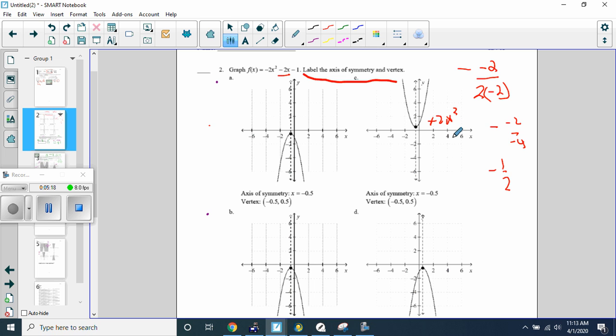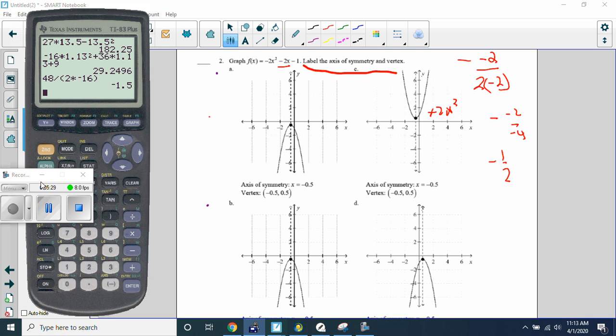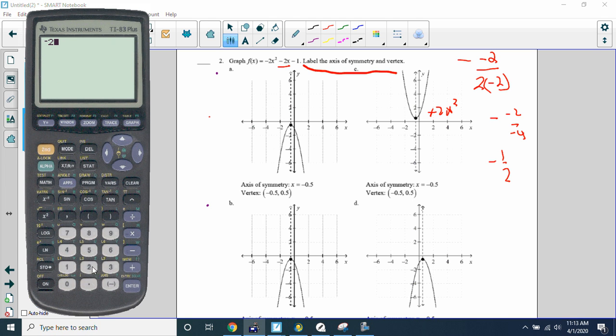Okay, with the rest of it. But that's not what we're looking for. But now we have to plug the axis of symmetry into the equation up here, and we can do that on the calculator again. I'm going to do -2, and I have to use my parentheses here, times -0.5 in parentheses, squared, minus 2, parentheses, -0.5, minus 1. And that gives me -0.5.